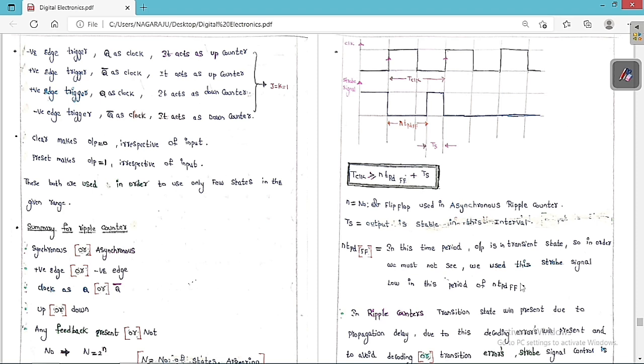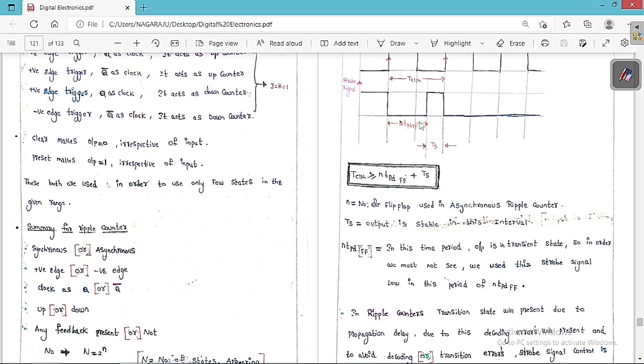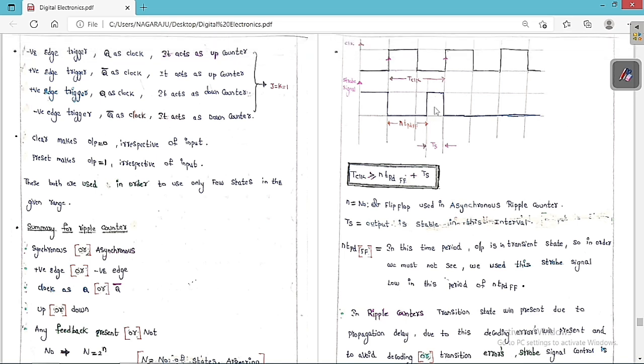So in order that we must not see it, we use this strobe signal low in this period of N TPD-FF. In this time interval, the output is in the transient state, so we must not see it. I already told you, the output is always stable in this region, but in the other region it is not stable at all. It is always in the transient state, and we don't want to see this transient state. That is the reason we have used the strobe signal as low here. Whereas in this case, the output is stable.